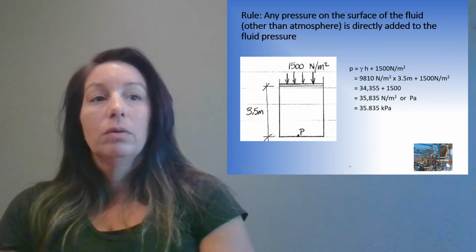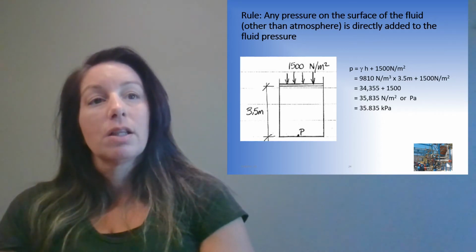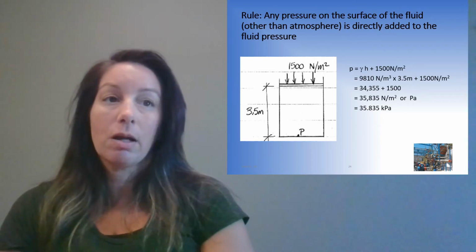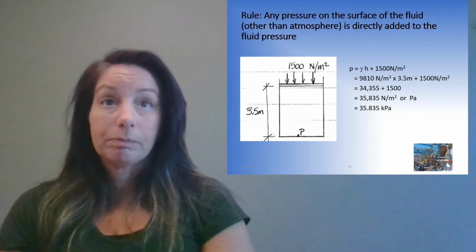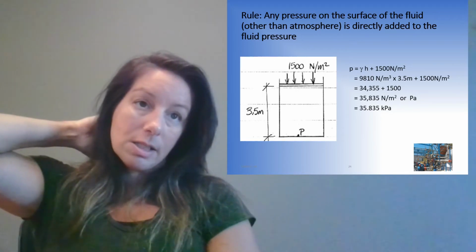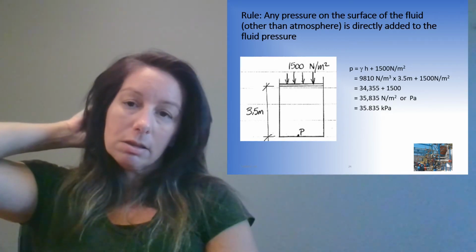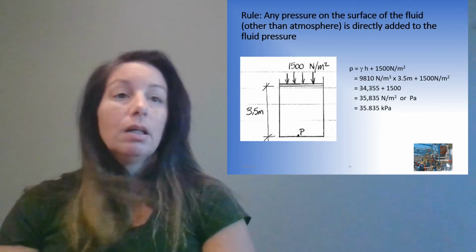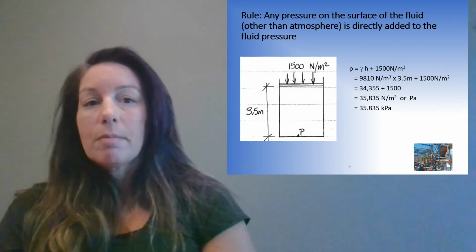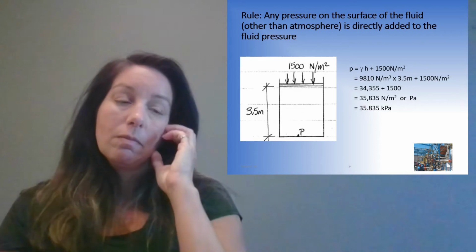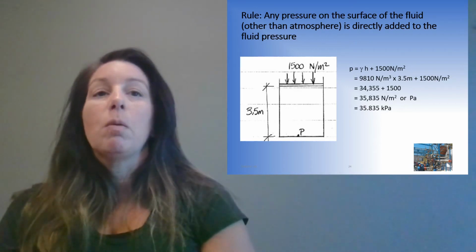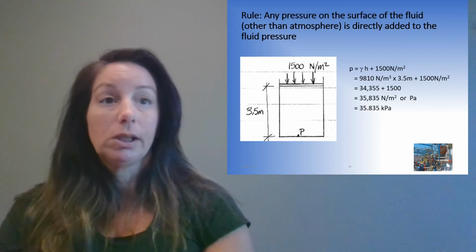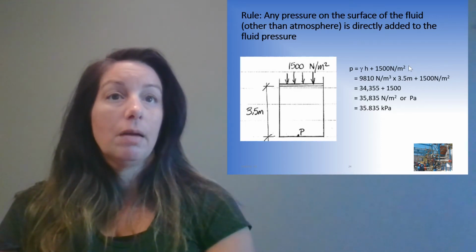So follow that through, and you've got 35,835 newtons per meter squared, or pascals. Just divide that by 1,000 and you get kilopascals. 35.8 kilopascals in this case. Okay. In what world would you do this? Yes, lots of industrial applications. Okay.